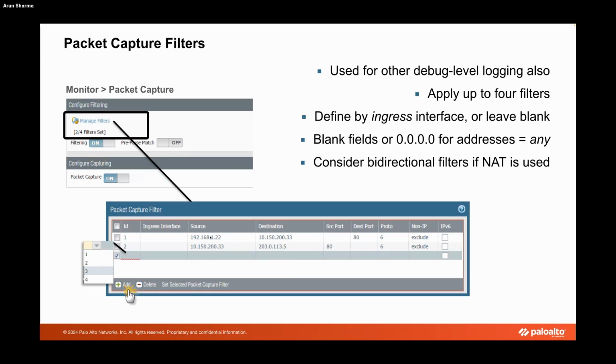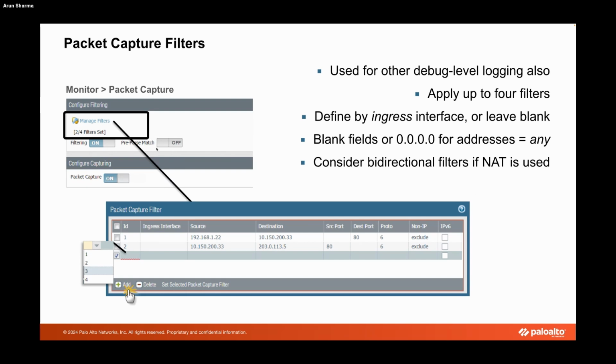It depends what you want to see, what you are looking for. Okay, so blank fields 0.0.0.0, it's just for any address, so it will capture everything. Okay, bi-directional filters for NAT, and we can have a maximum of 4 filters.